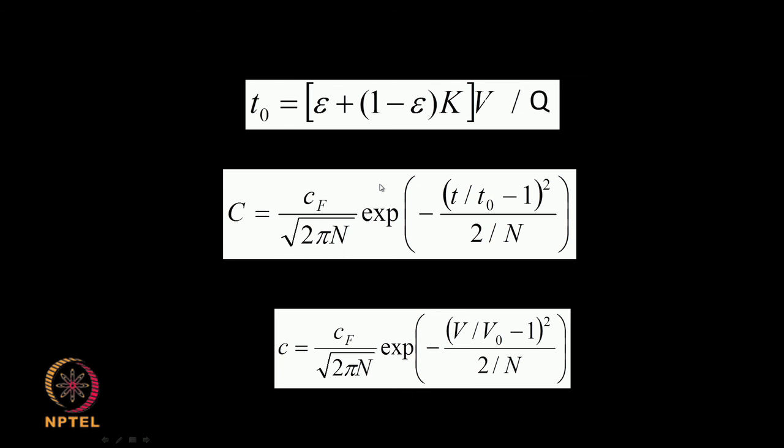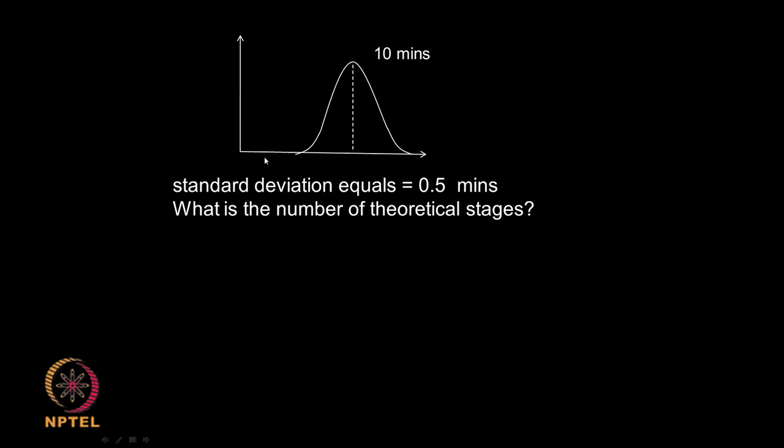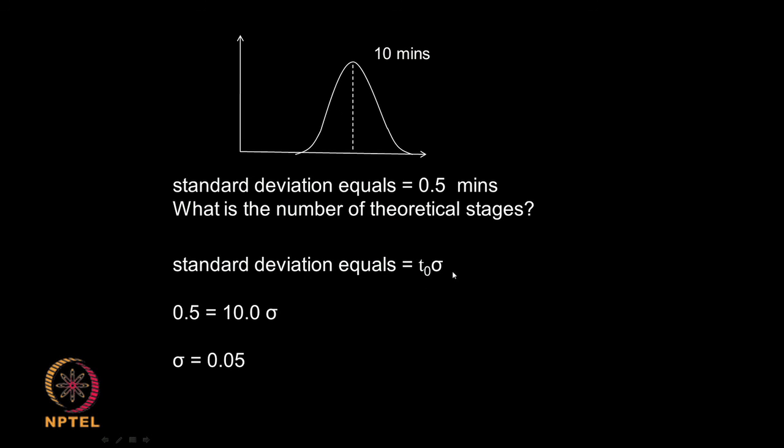So, you need to remember all these equations to do several calculations which we will do in the course of time. Okay. So, let us do a simple problem. You have a chromatographic peak coming out, retention time is 10 minutes, the standard deviation is 0.5 minutes. Now, what is the n? So, it is asking you to calculate n. So, remember standard deviation is equal to T0 sigma, that means retention time into sigma. Okay. So, T0 is given by 10 minutes, standard deviation is 0.5, so sigma is 0.05.